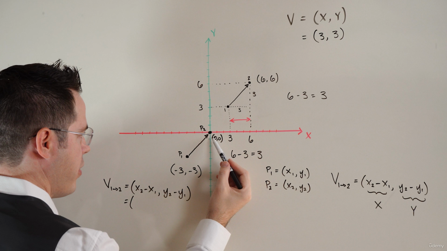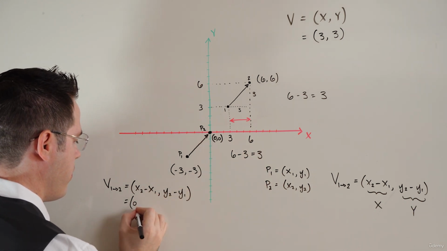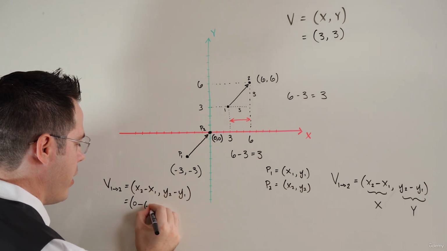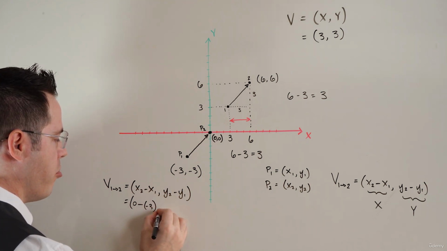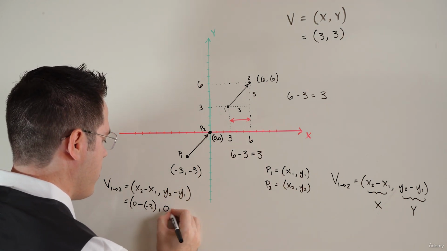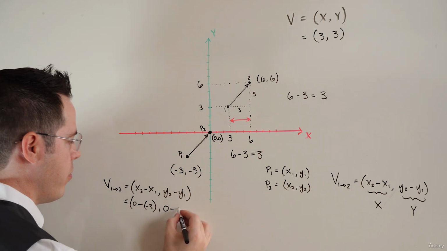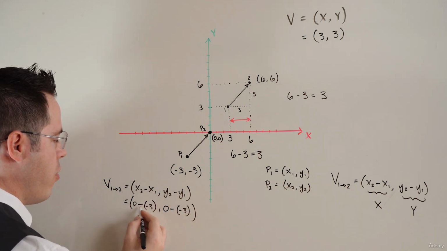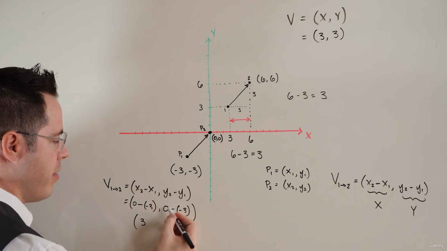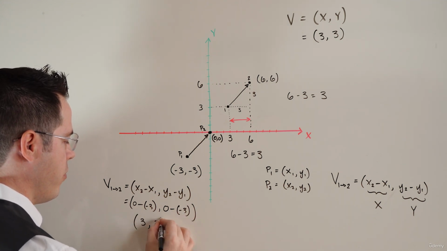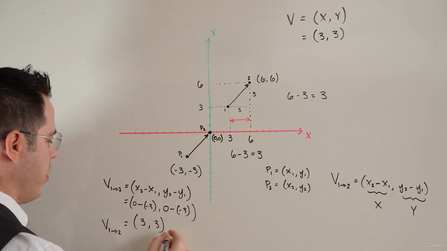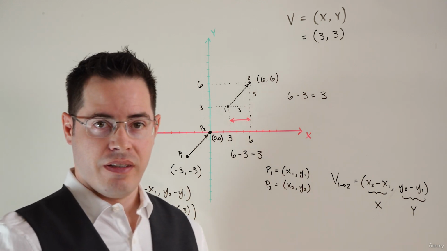The origin is point 2, so x2 is 0, and x1 is -3. So we're going to subtract -3. That gives us the x component. And the y component looks similar. y2 is 0, and we're subtracting y1, which is -3. Now, 0 minus -3 is +3. And for y, again, it's 0 minus -3. So again, we have +3. So this vector from point 1 to point 2 is the vector 3, 3, which makes sense.